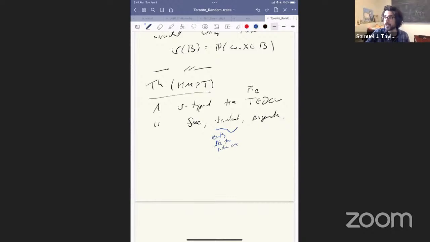So the surface case is due to Gadra and Mar. I'm going to talk extensively about it in a few minutes. Say it again: the trees being trivalent is exactly like in the surface case, but being non-geometric is the exact opposite of the surface case.